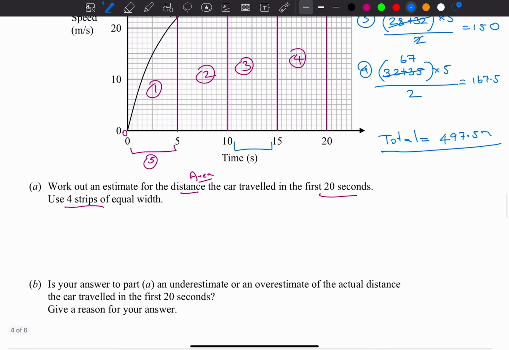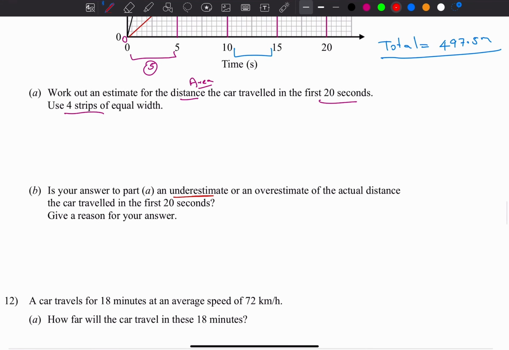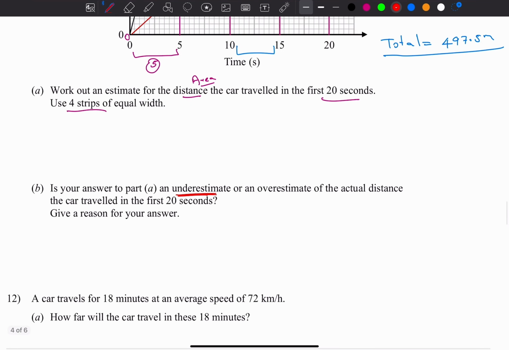Is your answer an underestimate or an overestimate? Remember, you started from here and you ended up here. Look at it. It's an underestimate because the line that you draw is less than the curve, isn't it? So the curve is here, by the way. Your line is lower than the curve, so it's an underestimate. Why? Because the area of the triangle and trapezium is lower than the area under the curve. Okay.